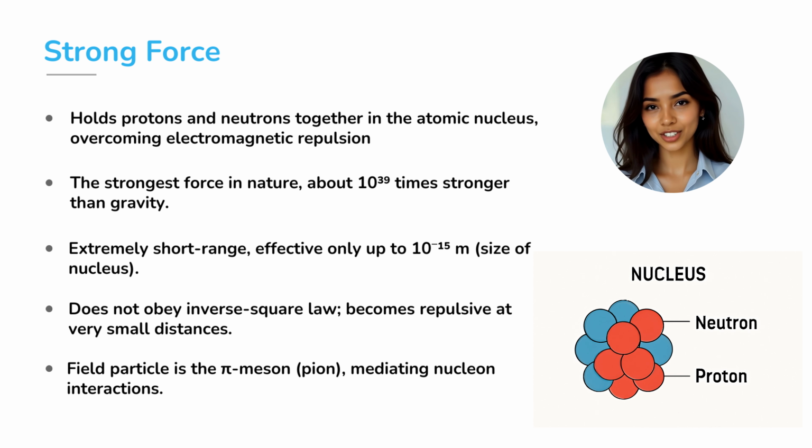But it is extremely short-ranged, acting only up to about 10^-15 meters, roughly the size of a nucleus. Interestingly, it does not obey the inverse square law. At very small distances, it even becomes repulsive, preventing nucleons from collapsing into one point. The field particle of strong force is the pi meson or pion. It is this force that makes nuclei stable and gives rise to the vast diversity of elements in the universe.